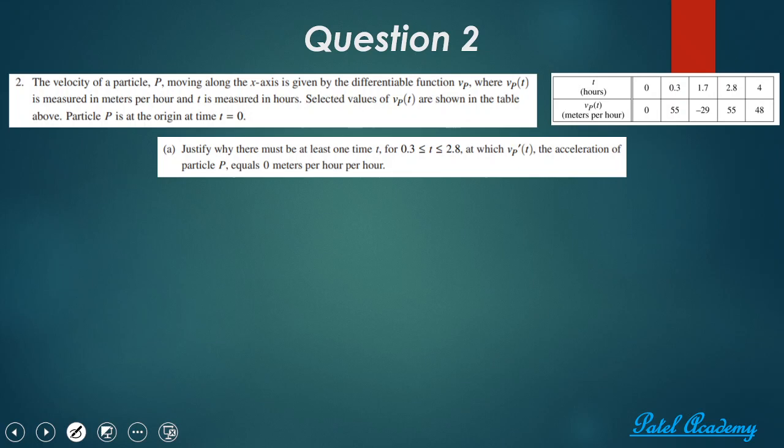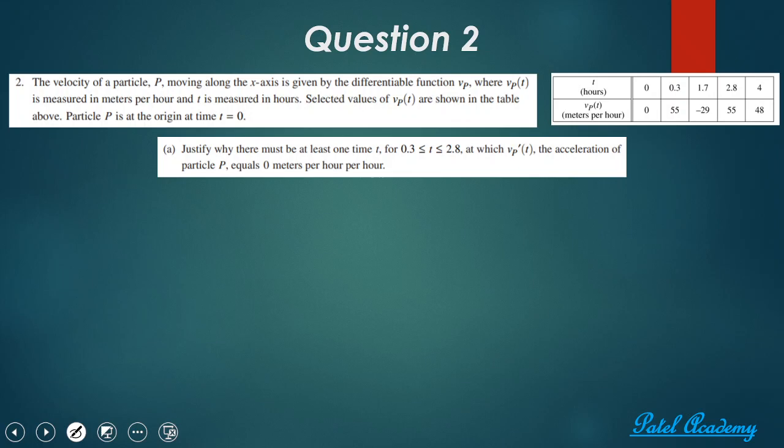The velocity of a particle P moving along the x-axis is given by this function v_P(t). We're given on this table on the right some select values of t and v_P(t). We're also given that this particle P is at the origin at time t equals 0, so it has a position of 0 at time t equals 0. And we also know from the table that it has a velocity of 0 at time t equals 0.